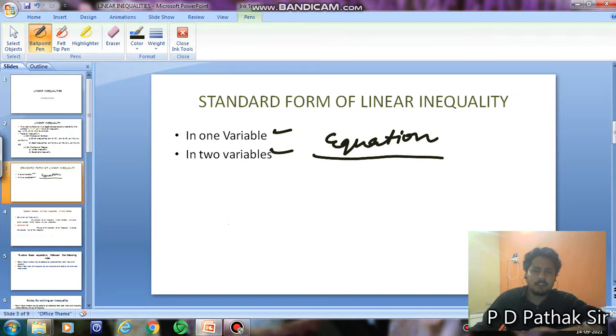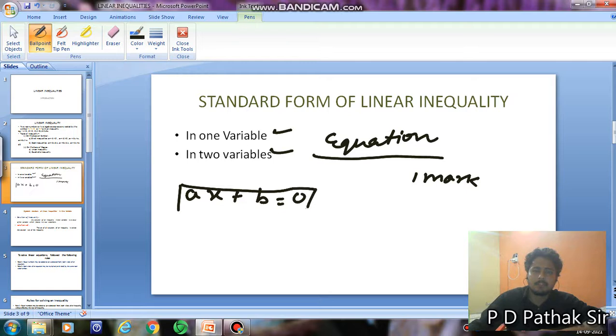In 10th class or in ninth class we have studied about equations and their standard forms. If we talk about the equation in one variable, then we write ax plus b equals 0. If you get a question of 1 mark, write the standard form of a linear equation, and you write ax plus b equals 0, it means you will get only half marks out of 1 mark.